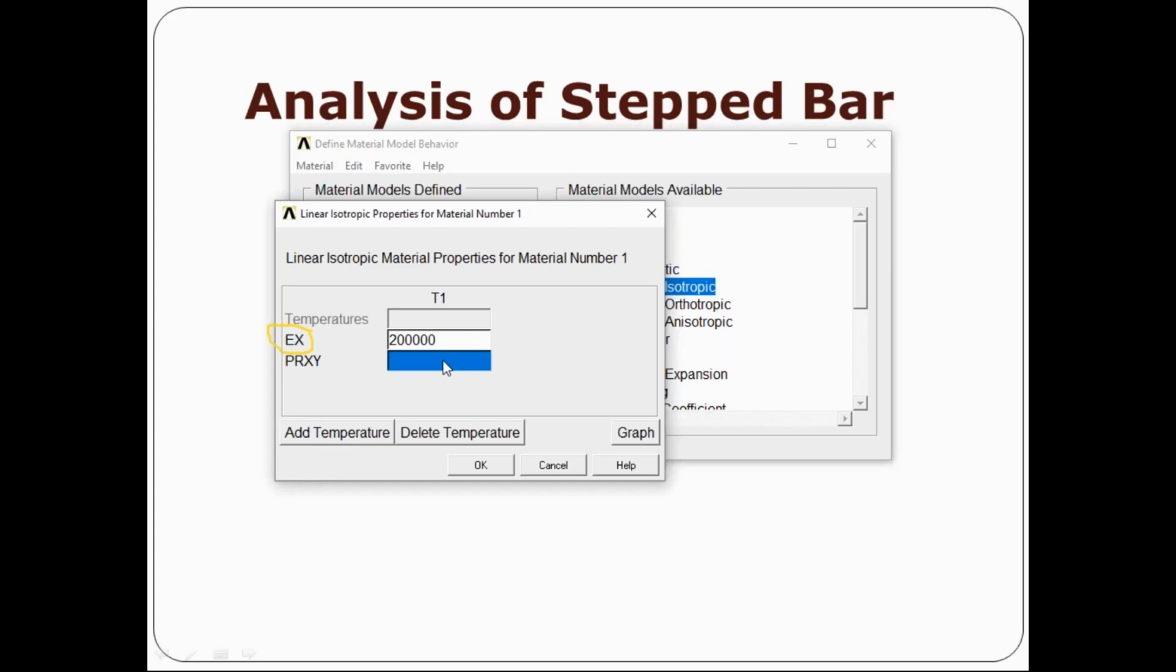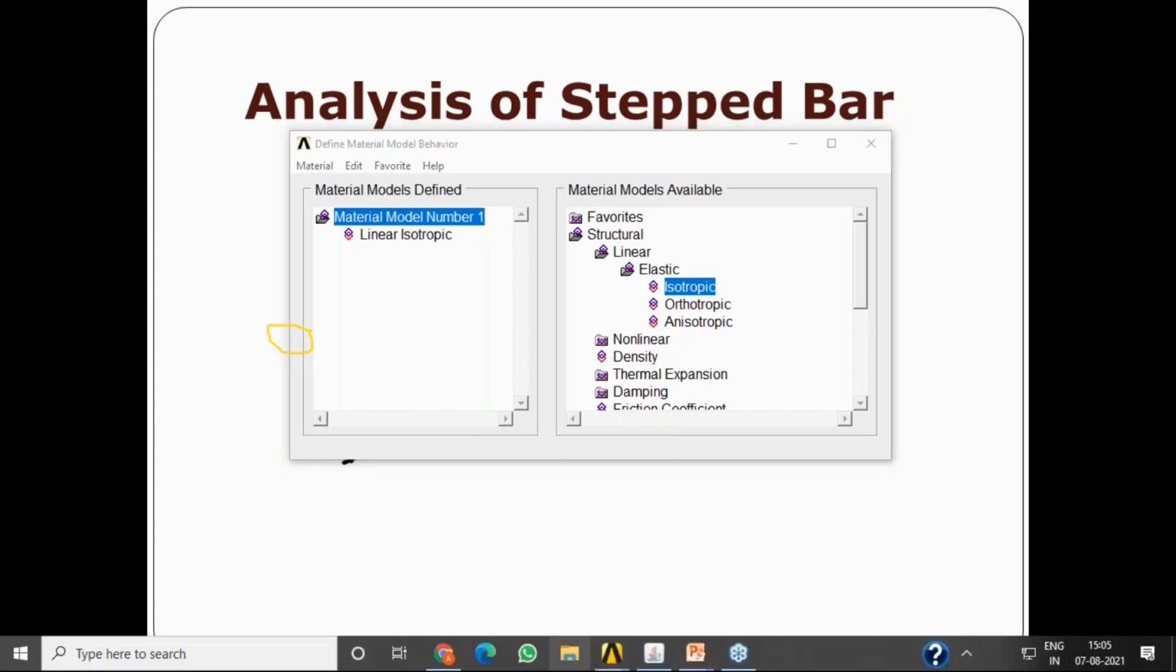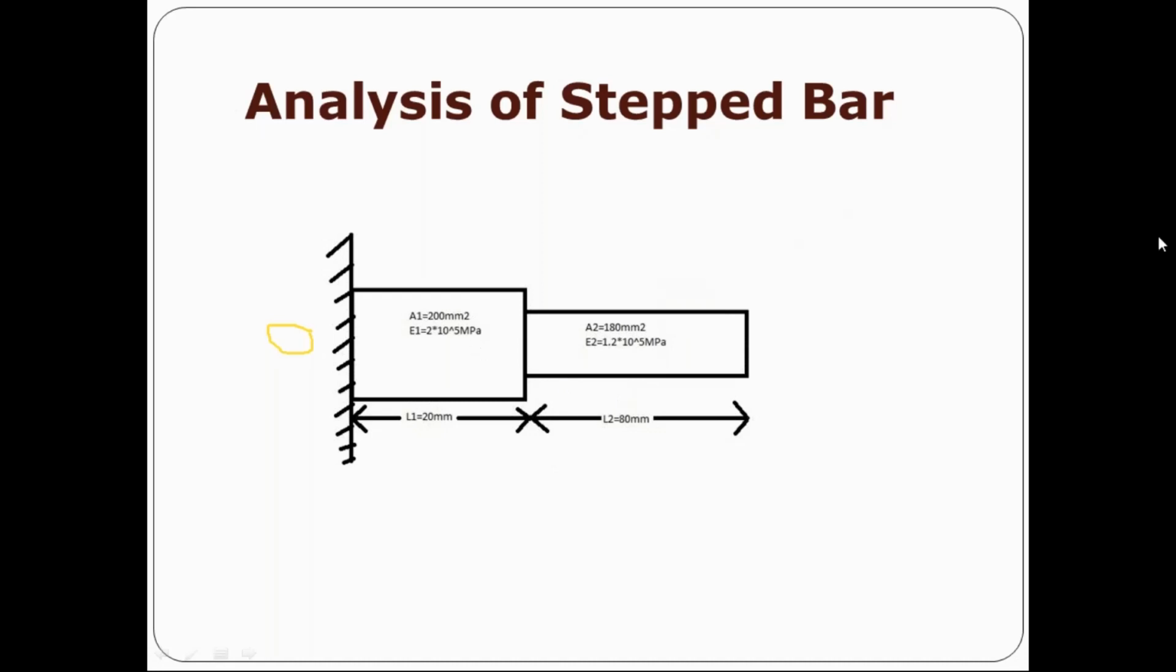You can put the Poisson's ratio 0.3. Okay, 0.25 to 0.3, you can call it then. So you have created the first material model, with Young's modulus 2 into 10 raised to 5.